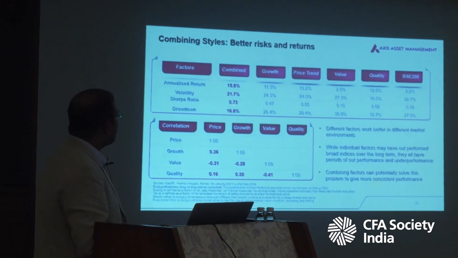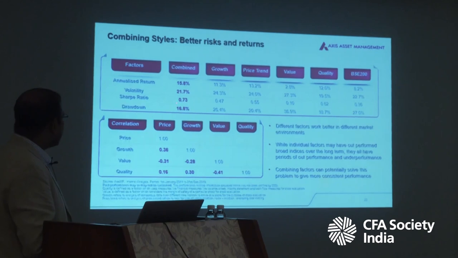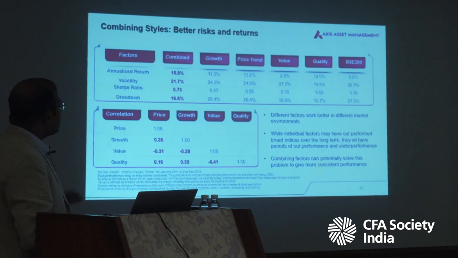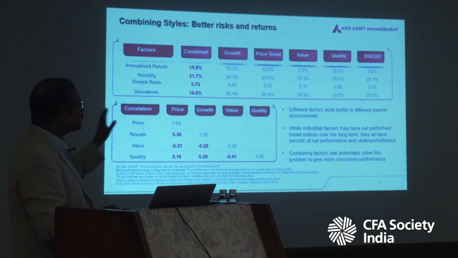So essentially, even though you are taking slightly higher risk, you are getting much more return to compensate for the fact that you are taking slightly higher risk. And most importantly, even the drawdown is slightly lower. So the combined portfolio does well compared to each of these individual styles across metrics. That is quite consistent. And why does that happen?